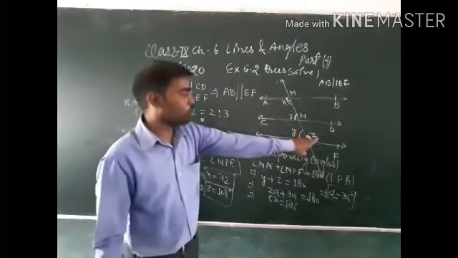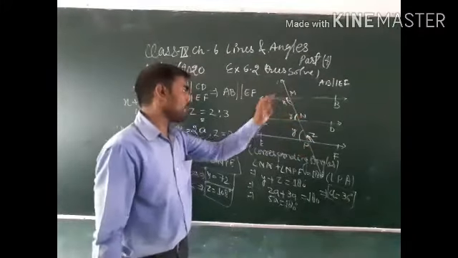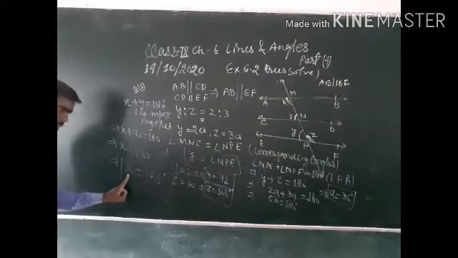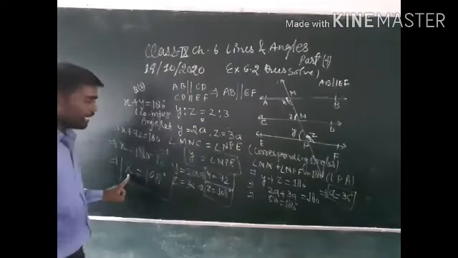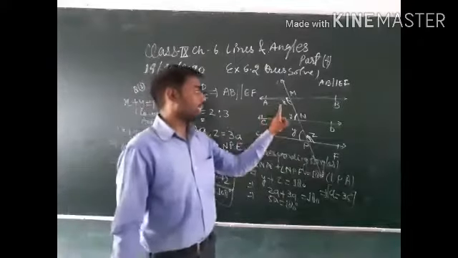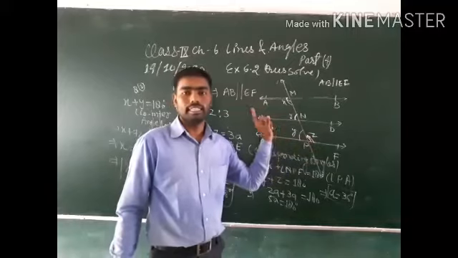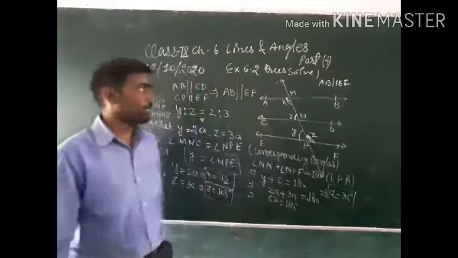Angle A is equal to angle Z, and now you can easily see that the value of Z and the value of X are also equal to each other, because angle A and angle Z are equal by alternate interior angles. So this is the complete solution.